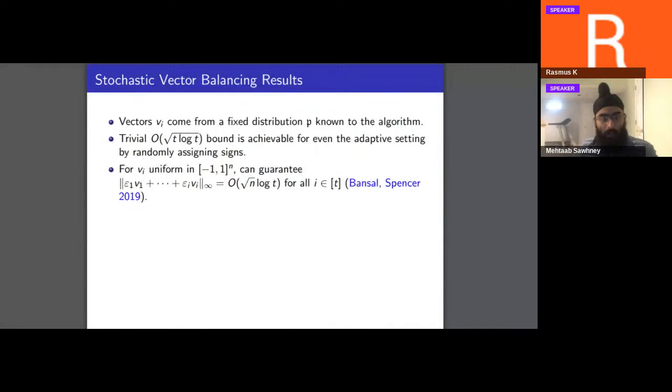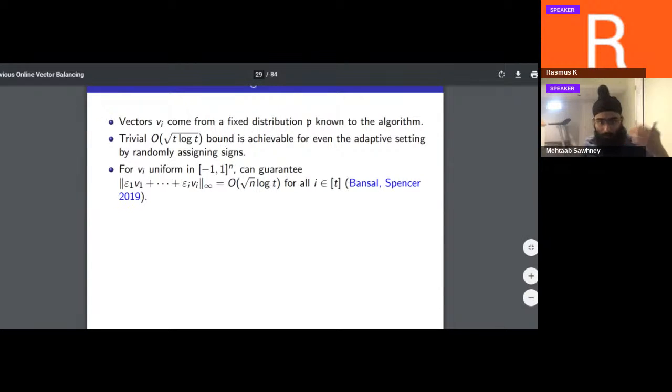Yeah. And so what you can hope to do in the stochastic setting is exploit the randomness that you have at every time step to improve this trivial algorithm of just randomly assigning signs. The first case here was a result of Bansal and Spencer, where they got square root n log t.